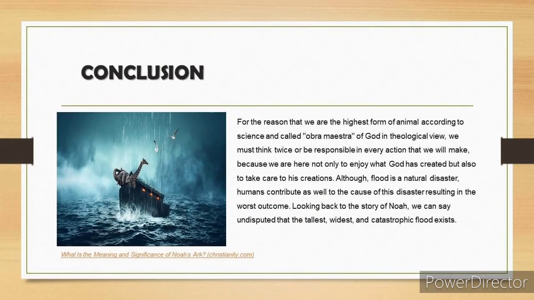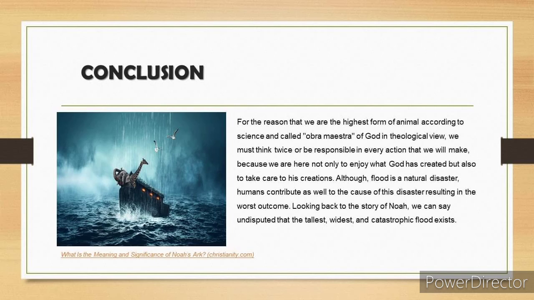For the reason that we are the highest form of animal according to science and called obra maestra of God in theological view, we must think twice or be responsible in every actions that we will make. Paano ba? Biblical view or scientific view. Either way, we can say na yung humans is responsible sa kanyang environment.